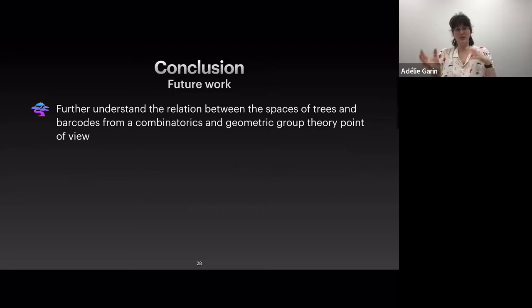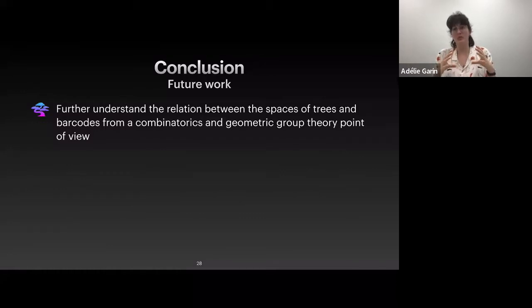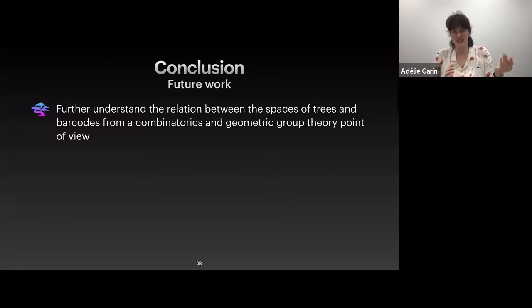So the idea would be to fully understand the relationship between the spaces of trees and barcodes from this combinatorics and geometric group theory point of view. So this nice stratification that we obtain on the space of barcodes, it would be really nice to have it on merged trees. It's possible to do this on phylogenetic trees. There's a really nice decomposition of the phylogenetic tree space, but it doesn't work that well for merged trees, and merged trees are actually much more complicated than phylogenetic trees just because of this lack of extra labeling of the branches. It's actually the same thing as barcodes.